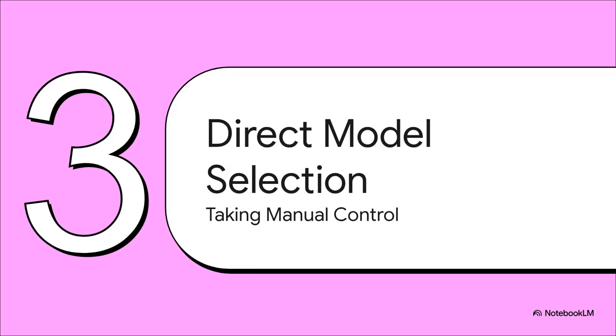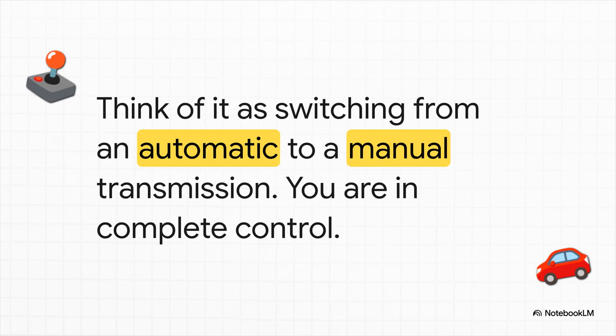Okay, so we've pretty much mastered the automatic transmission. But what if you're the kind of person who wants to take full manual control? Well, for advanced users who know exactly what they're looking for, there's another way to do it. This just builds so perfectly on our analogy, doesn't it? If the model tiers are like an automatic car's driving modes, then selecting a specific model yourself is just like switching over to a manual transmission. You are in complete control, choosing the exact gear, the exact model for its own unique strengths.